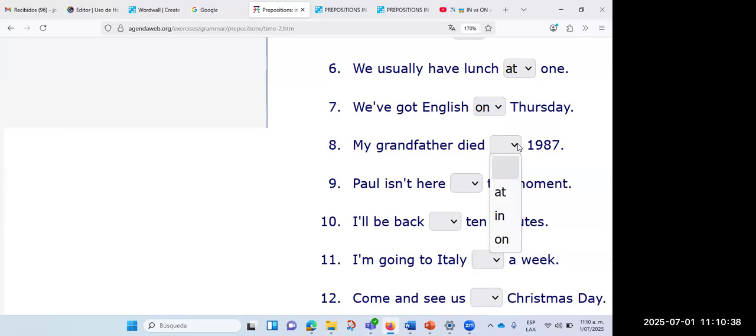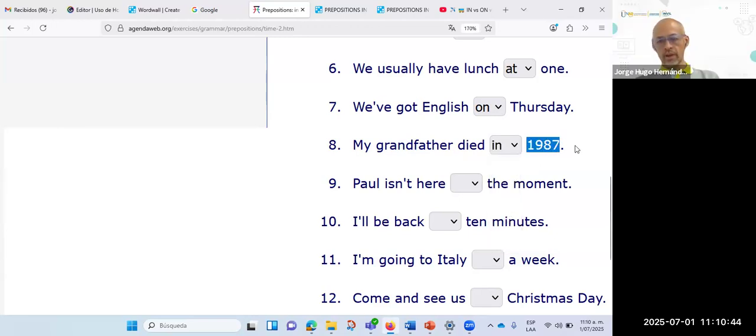My grandfather died in 1987. Okay, remember that when we say the year in English, we read the years by pairs, no? 1987, 1987.